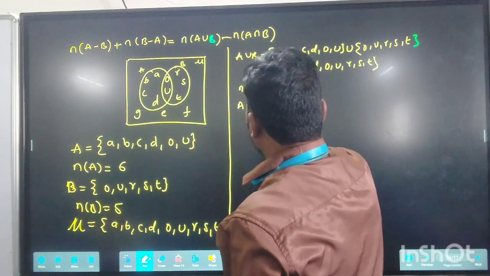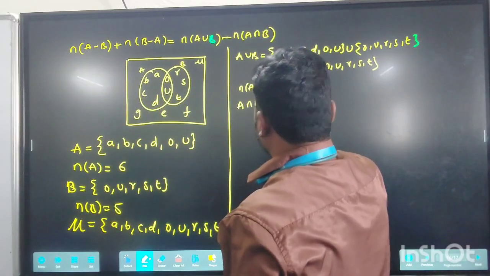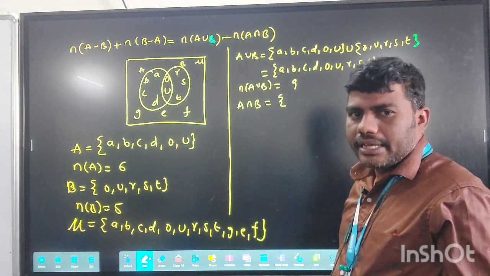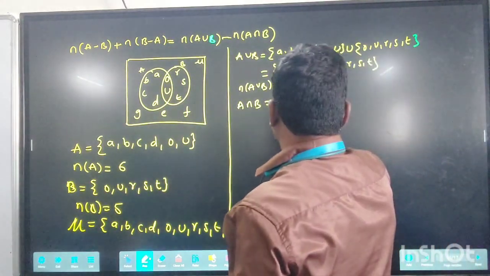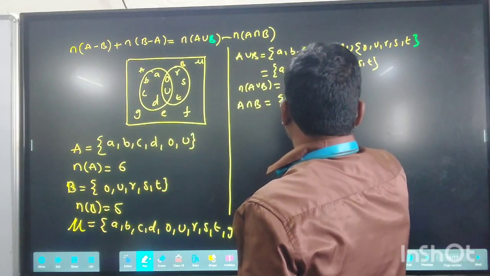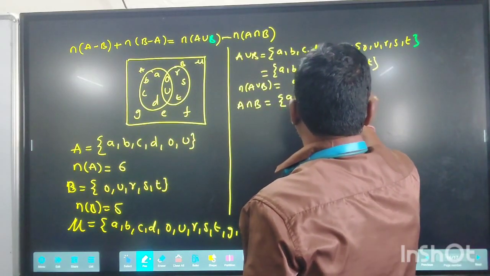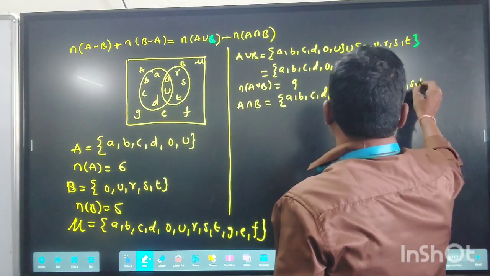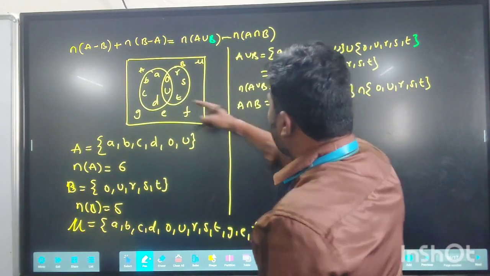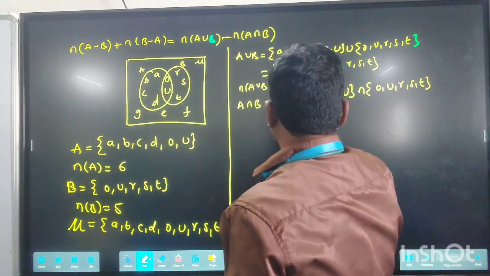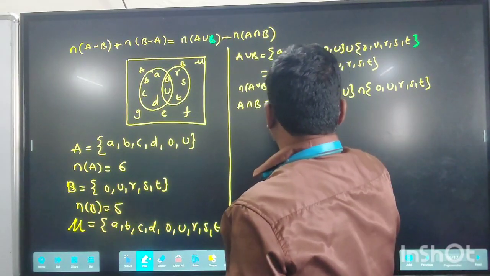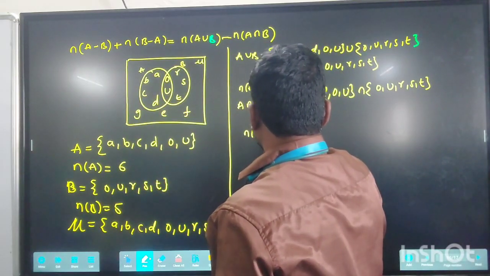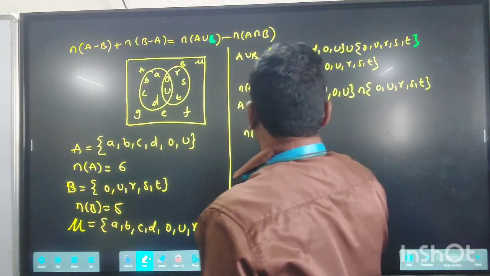Next one, A intersection B. A value is what? A, b, c, d, o, u. Intersection: o, u, r, s, t. Intersection means common only. Common what here? O, u. So number of A intersection B equals 2.